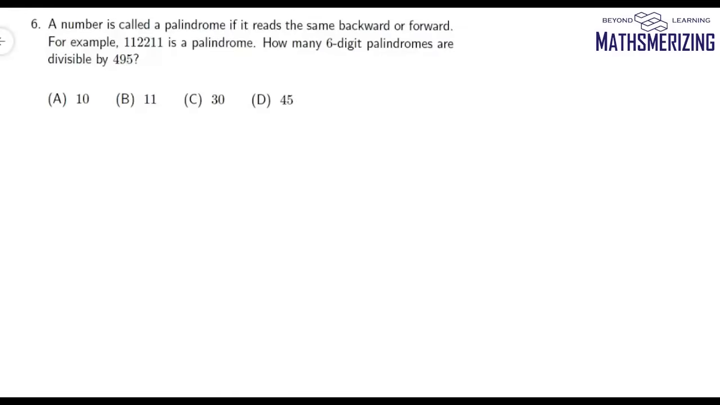Now question number 6, it says we have this palindrome. A palindrome is a number that reads the same backwards and forwards. For example, 112211 is a palindrome. So it says how many 6-digit palindromes are divisible by 495. So we will factorize this 495, we'll get 5 into 11 into 9.